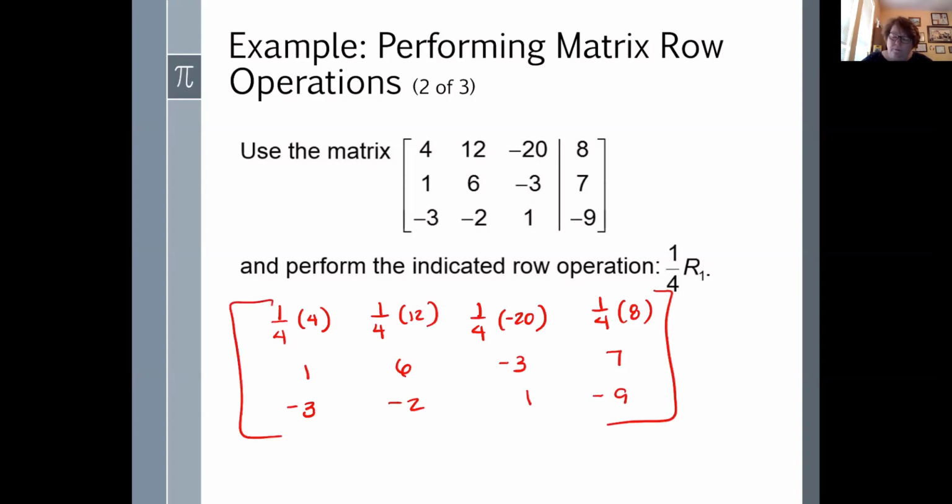So what do we get? Well, we would get 1, 3, -5, 2, 1, 6, -3, 7, -3, -2, 1, -9. And I kind of ran myself out of room there, put my bar in there so I can separate those two. All right, and again, why would we do something like this? Well, for the same reason we did the row operation on the previous slide. We need that first row, first column to be a 1, and I could accomplish that by dividing the first row by 4.